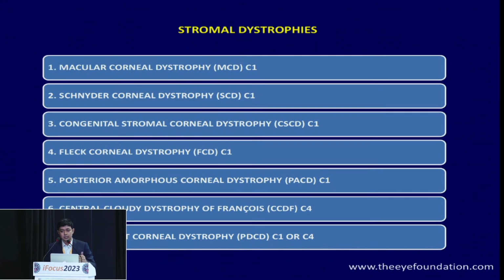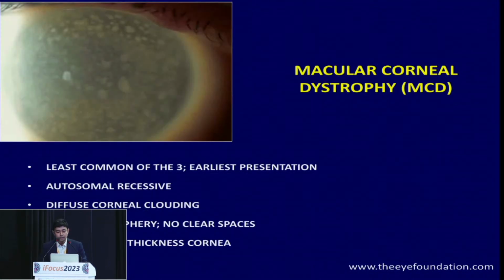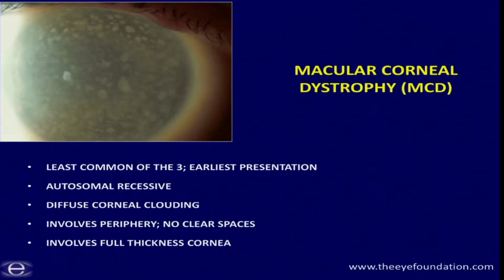Now going on to the typical stromal dystrophies, macular dystrophy, while the least common of the 3 classical, granular and lattice, is the one with the earliest presentation. And because the vision becomes defective faster, these are the patients who present to our clinics more often than even the granular and lattice patients. So again, most are autosomal dominant. This is yet another which is autosomal recessive.